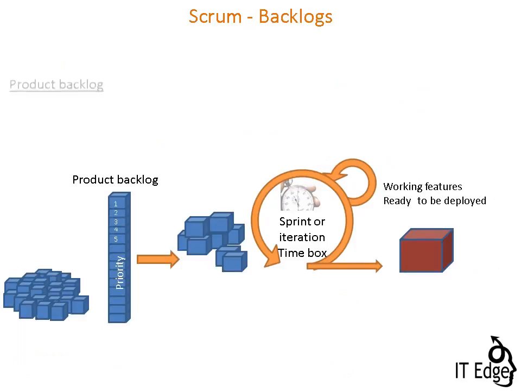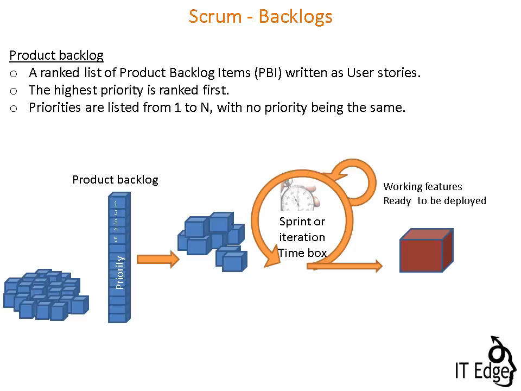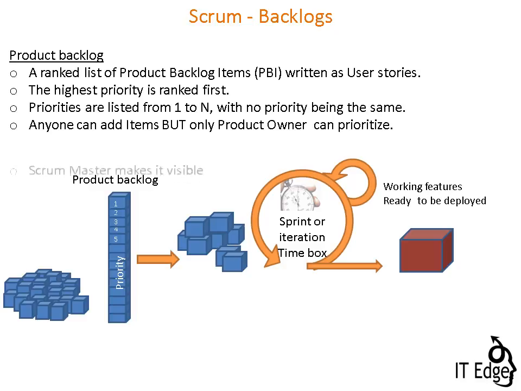What is a product backlog? It is a ranked list of user stories called Product Backlog Items (PBI). The highest priority is ranked first. Priorities are listed from 1 to n, with no priority being the same. Anyone can add items, but only the product owner can prioritize. The Scrum Master makes it visible.